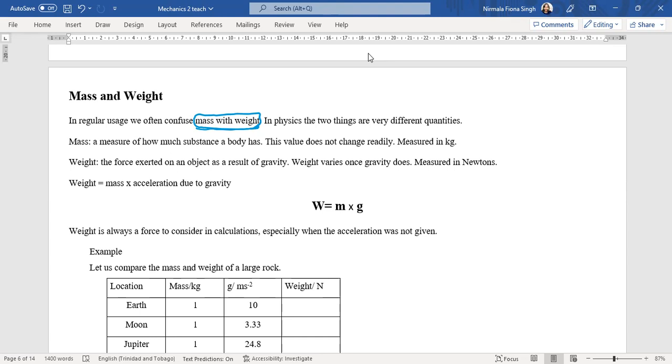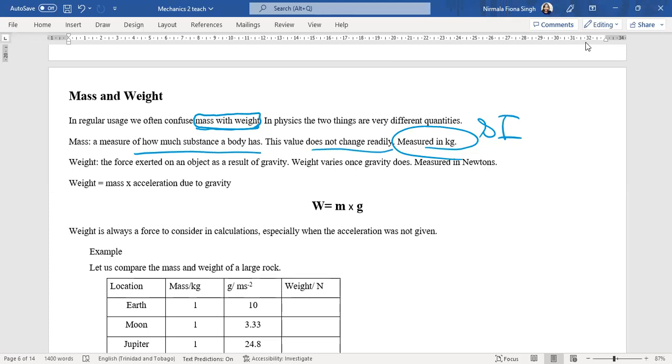Mass is a measure of how much substance a body has, and this value does not change readily, and it's measured in kilograms. We know that. The SI unit for mass is kilograms. If you do not get mass in kilograms, please note you should always be converting. Weight.